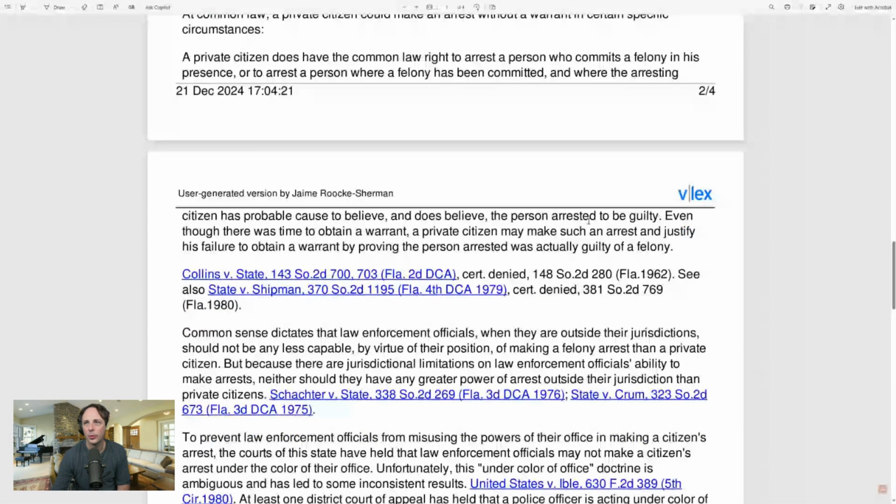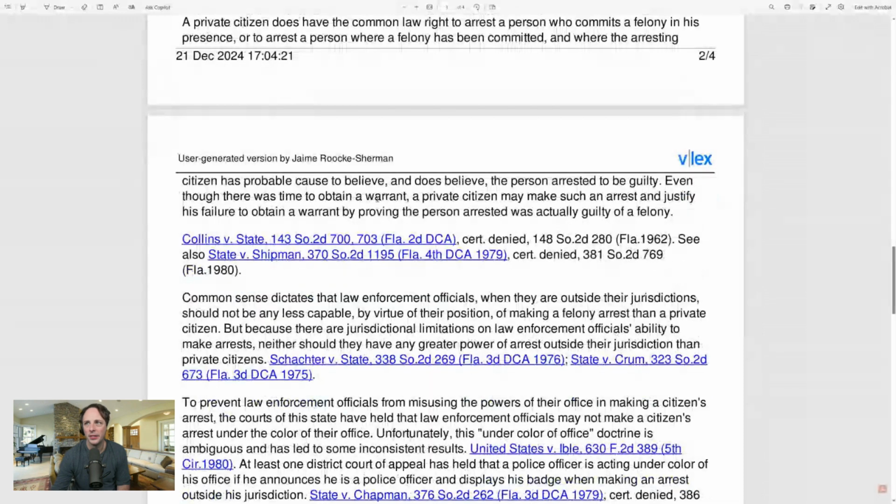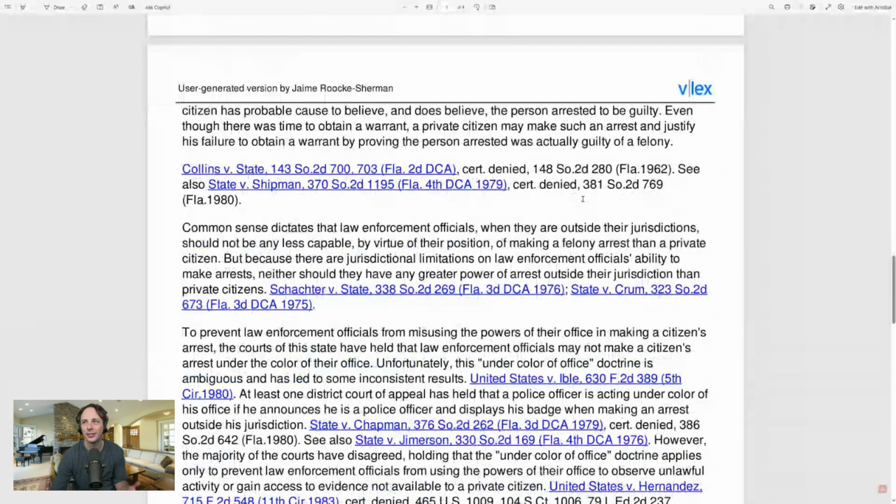So even though there was a time to obtain a warrant, a private citizen may make such an arrest and justify his failure to obtain a warrant by proving the person arrested was actually guilty of the felony, right? So that's important to note. You have to have those elements. Otherwise, you could be in trouble.